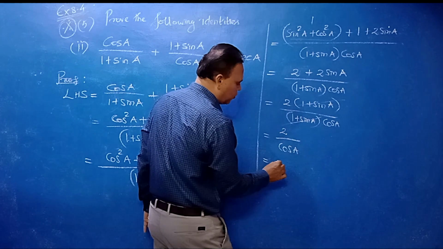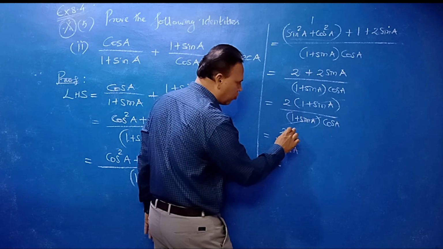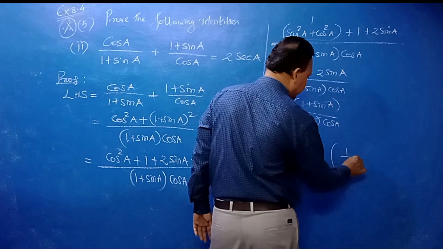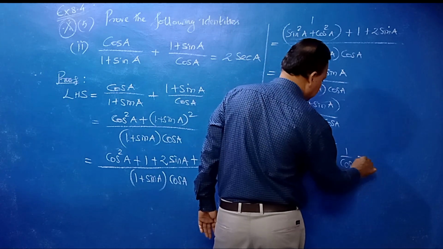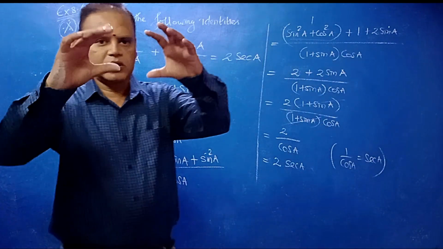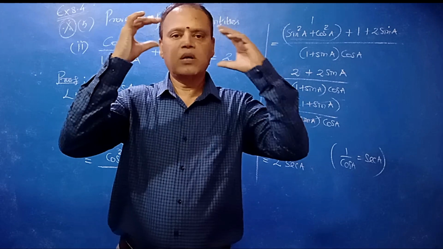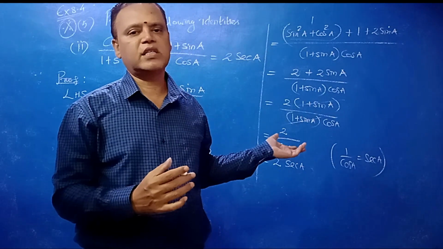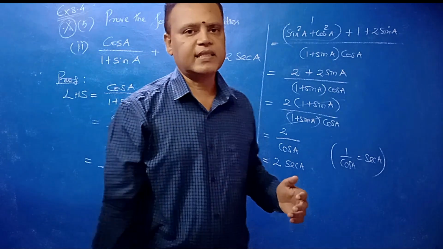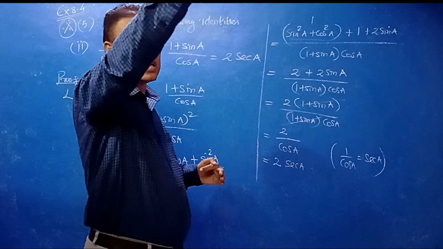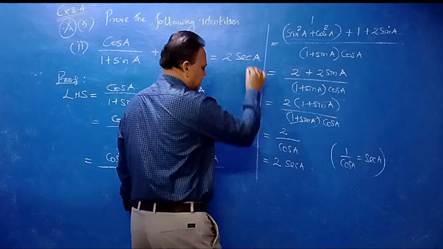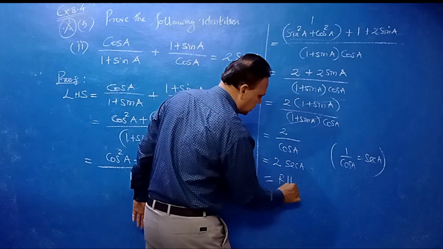Now this is 2. 2 into 1 by cos A is secant A. You have to remember 1 by cos A is secant A, the reciprocal. Understand? Just bring that super hexagon, and you can easily write cos is diagonally opposite to secant. That is the right hand side. So LHS equals RHS.